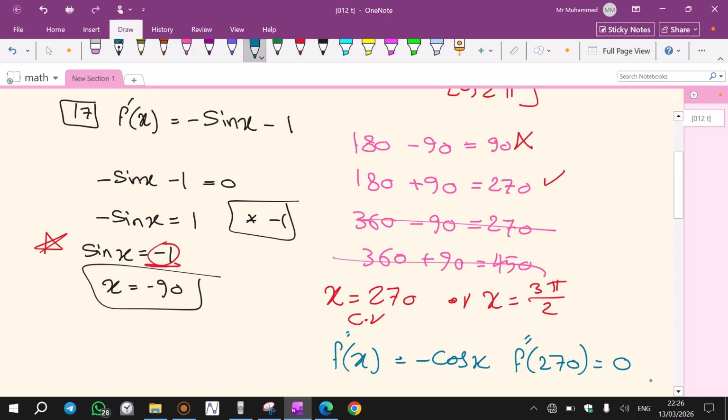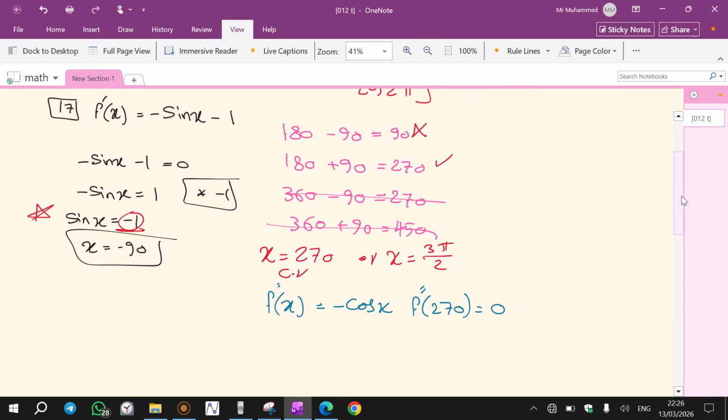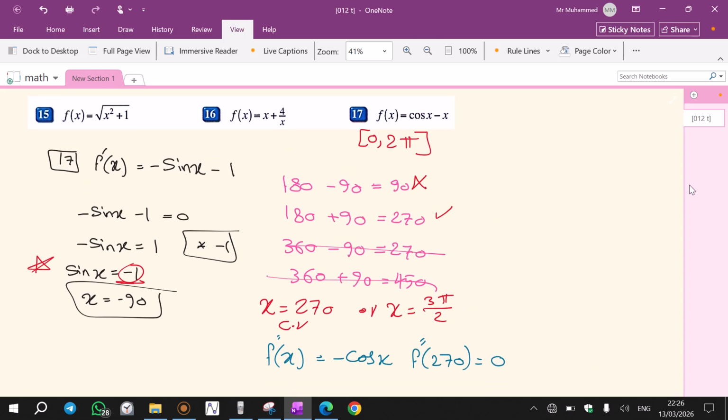If the second derivative is equal to 0, this test is not sufficient to say whether the critical value is a maximum or minimum. It's not a maximum or minimum. Instead, it's critical and it's a point of inflection at the same time. Question 17 is complete. This idea is complete, using the second derivative to find maximum or minimum.